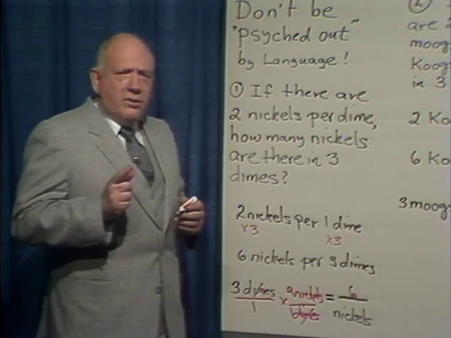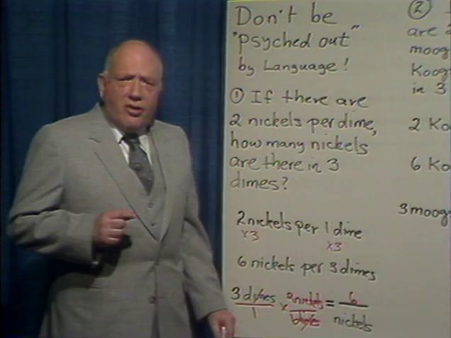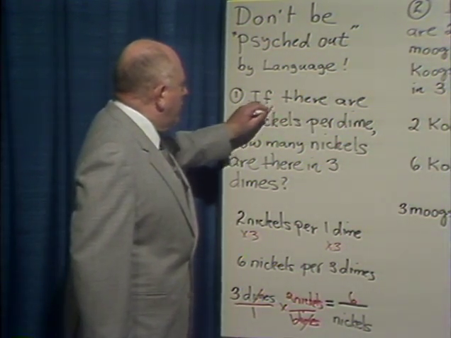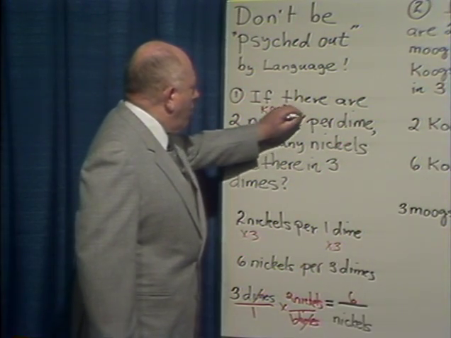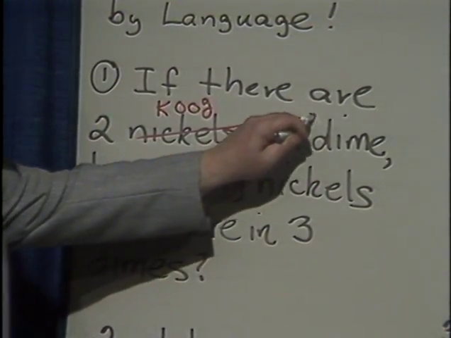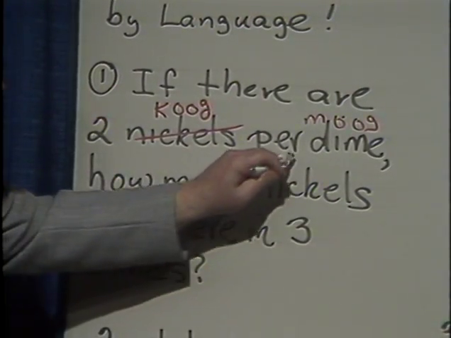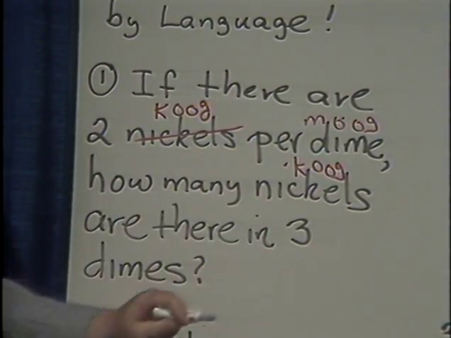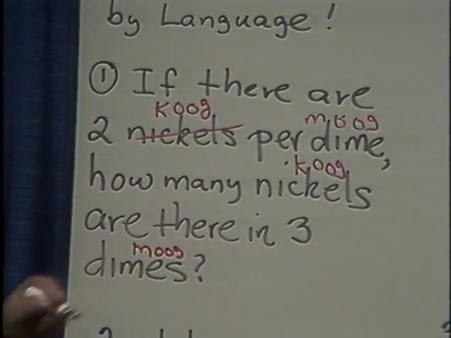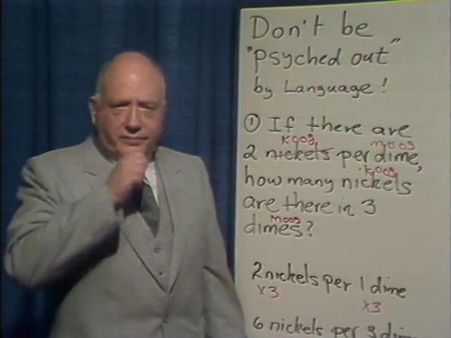Well, here's what I'm leading up to. Let's suppose I now invent my own language. And for the time being, I'm going to let you in on that language. The word nickel is going to be replaced by the word koog. And if you don't know what that word means, don't worry about it. I don't either. I'm just making it up. And now the word dime will be replaced by moog. So every place I see the word nickel, I put in the word koog. Every place I see the word dime, I put in the word moog. Technically speaking, should changing the name of the object change the concept?